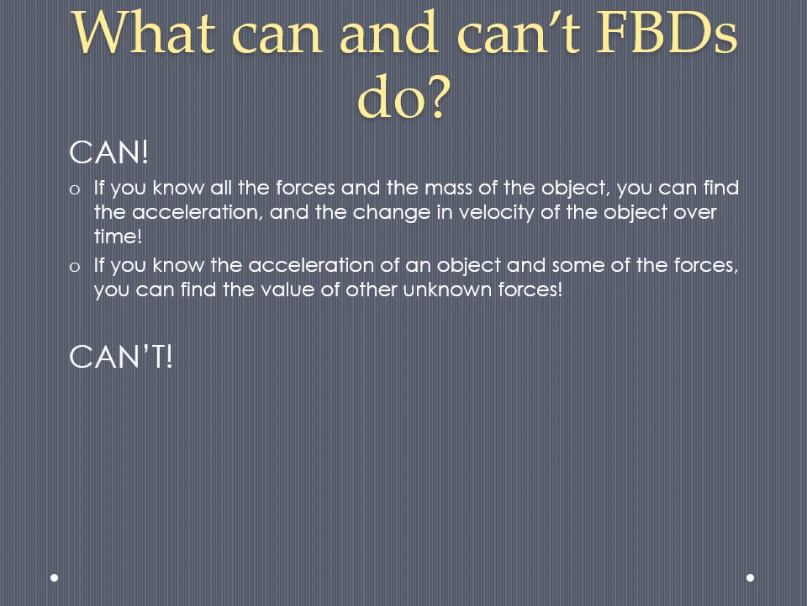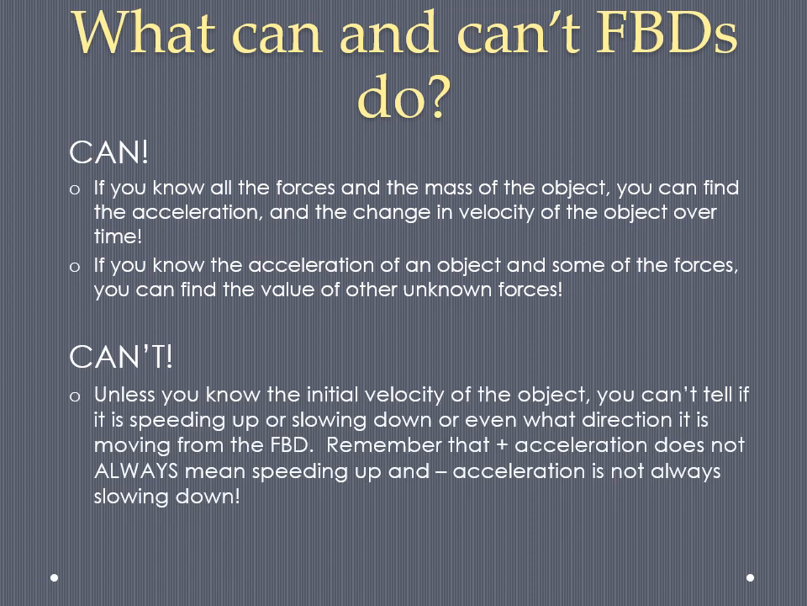So you can go either direction, and we'll be doing that in a future video. What can't you do with free body diagrams? Well, unless you actually know how fast it's going from the beginning, you can't actually tell if it's speeding up or slowing down or even what direction it's moving if the only information you have is the free body diagram. Please remember that the direction of the acceleration is not always the direction of the motion, and that positive acceleration isn't always going faster, negative isn't always going slower. I know we talked about this a long time ago, but I'm sure it'll come back as we get into it in this unit.